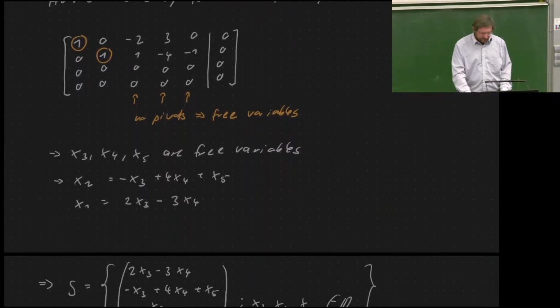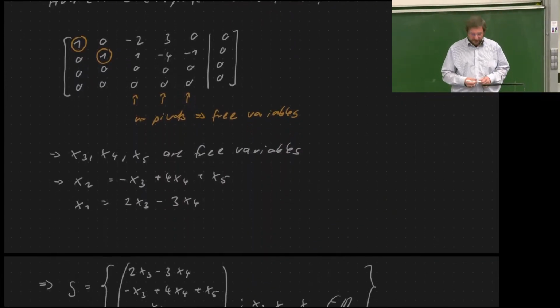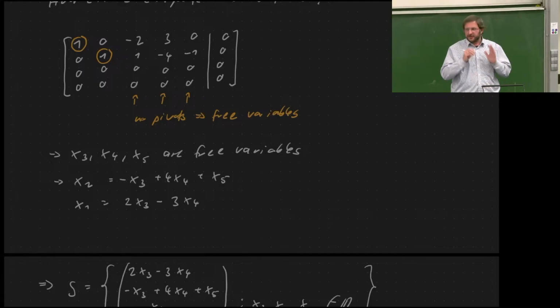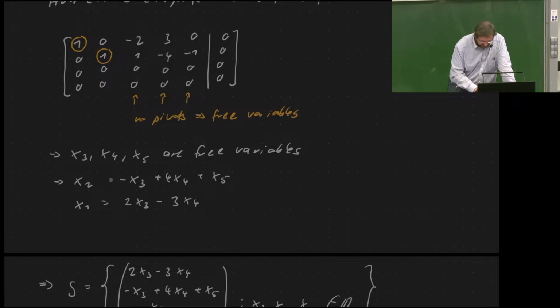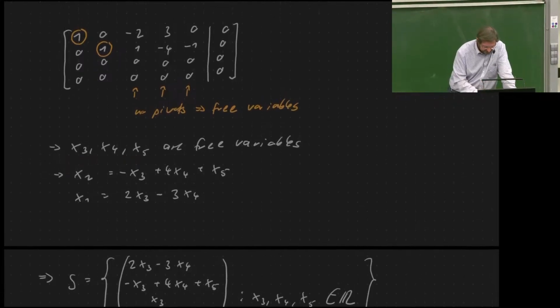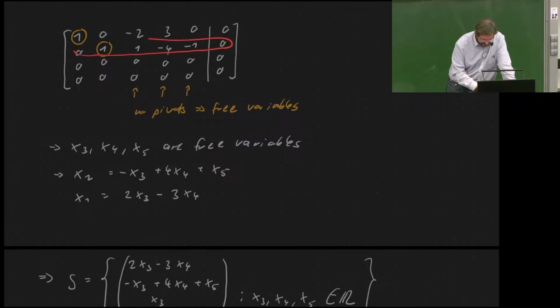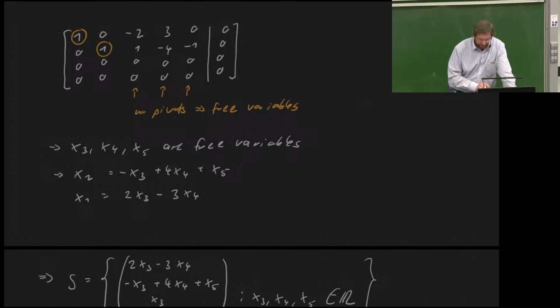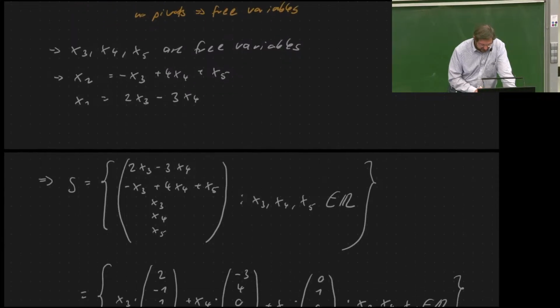Well, let's see if we can compute a basis for that solution space. Now we do that just as we always solve linear systems. So we first say here's the non-pivot columns, so those are the free variables. Let's call them x3, x4, and x5. And then we take these equations here, the second one, solve that for x2, and the first one, and solve that for x1. And then this is what the solution looks like.